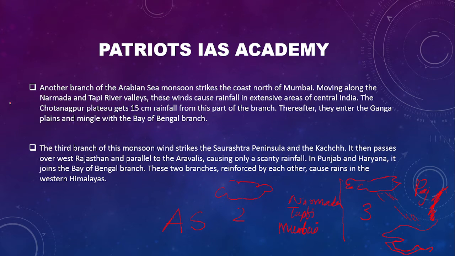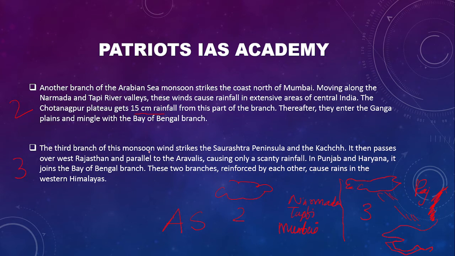Another branch of the Arabian Sea monsoon strikes the coast north of Mumbai, moving along the Narmada and Tapti river valleys. These winds cause rainfall in the central Indian areas. The Chota Nagpur plateau gets 50 cm rainfall from this branch. Thereafter, they enter the Ganga plains and mingle with the Bay of Bengal branch.